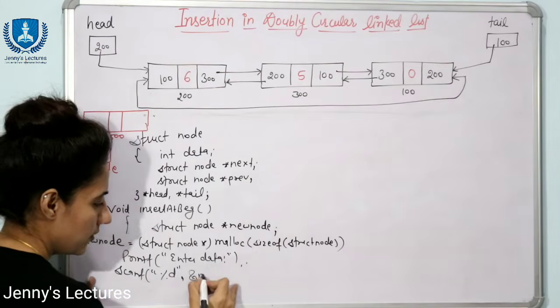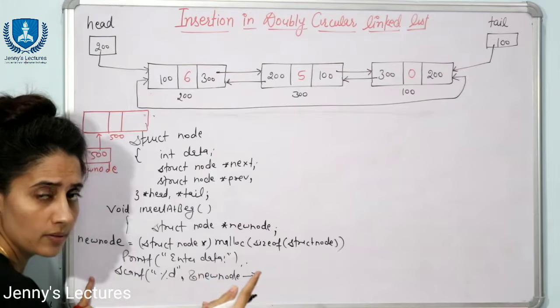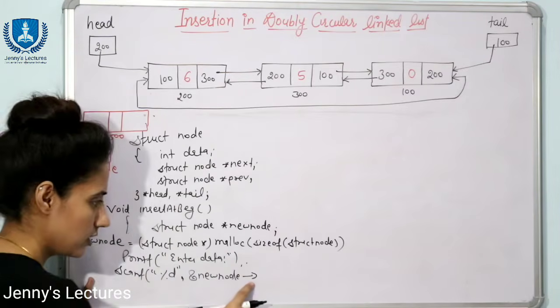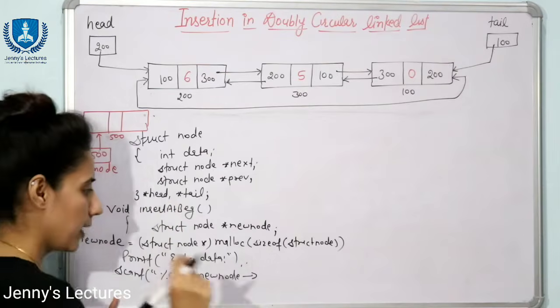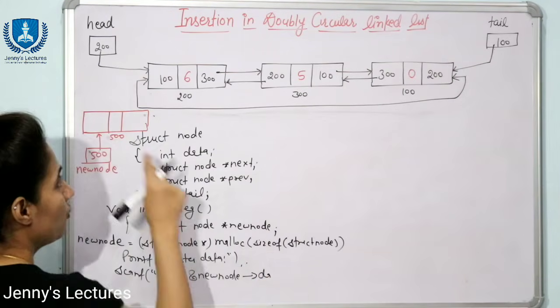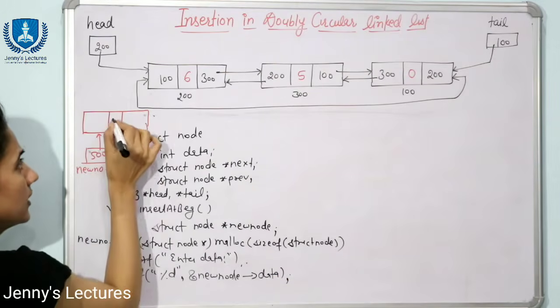So using new node, the address of the pointer name, here you will write that arrow operator, which is how you write it in a C program: a hyphen and that angular bracket, right? And here, which part do I want to access? The data part. So here I will write data. Suppose the user has entered 7.